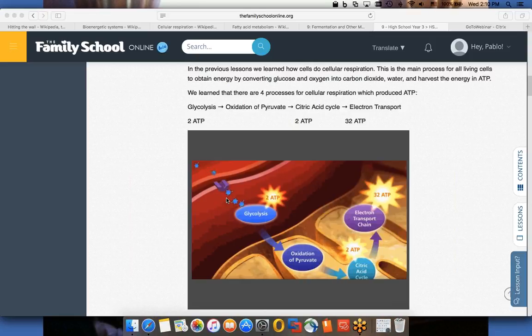Yes, excellent. Do you remember where glycolysis happens? Outside the mitochondria. That's right. And the other 3 processes, where do those happen? Inside the mitochondria. Very good. And which of these processes actually uses the oxygen in order to finish the process?